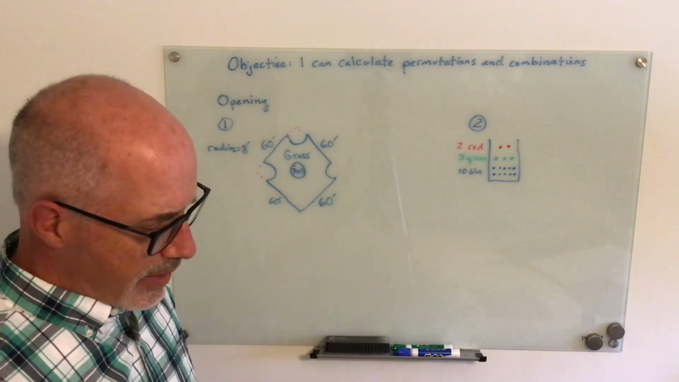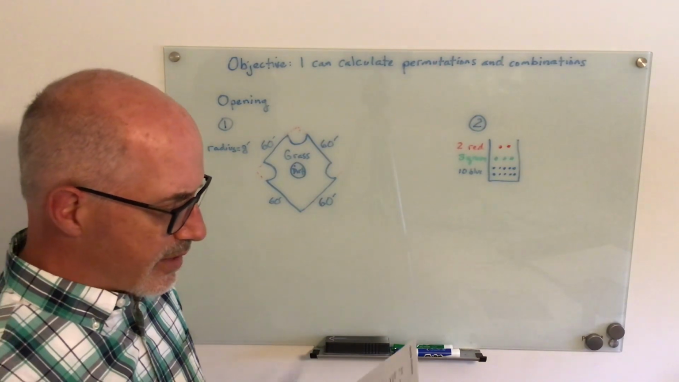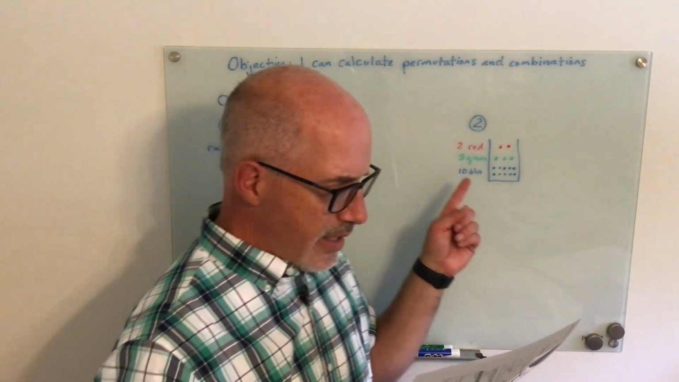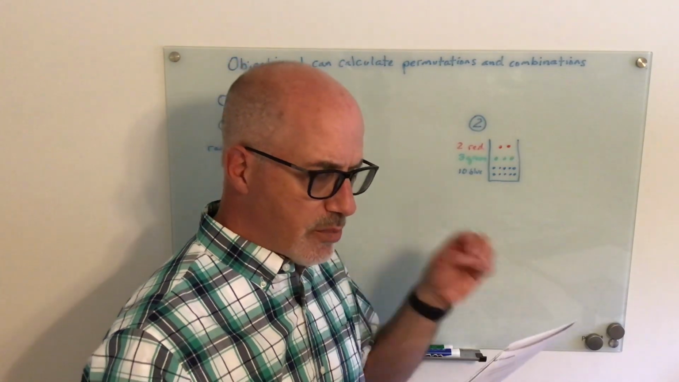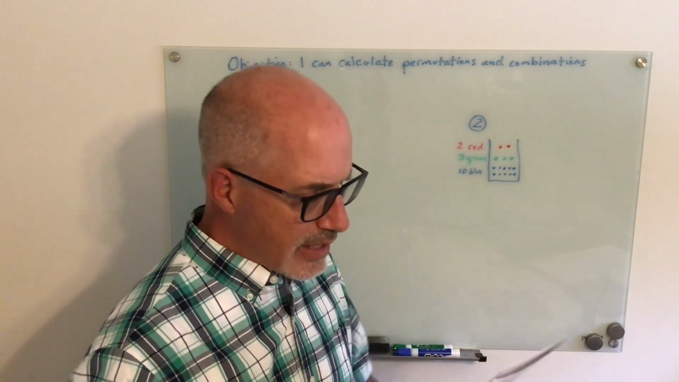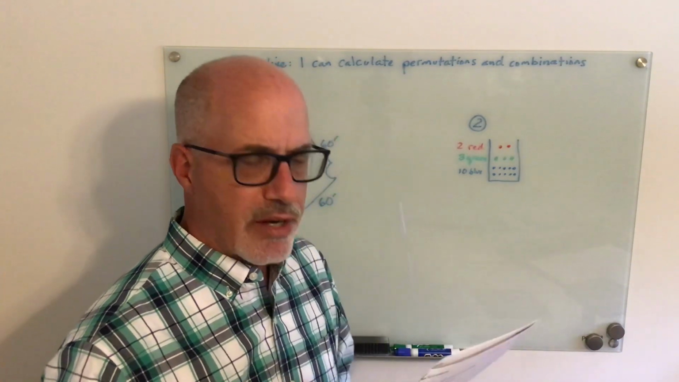The second problem that you're going to be doing as part of this, it says if a bag has 2 red, 3 green, and 10 blue balls in it, find the probability that a green ball is pulled out of the bag, put back into the bag, and then a blue ball is pulled out of the bag.